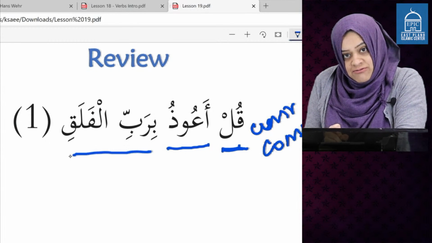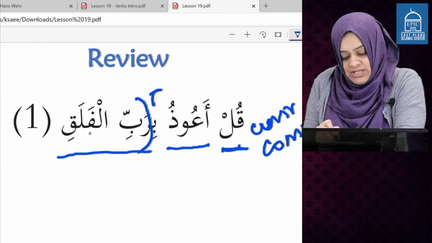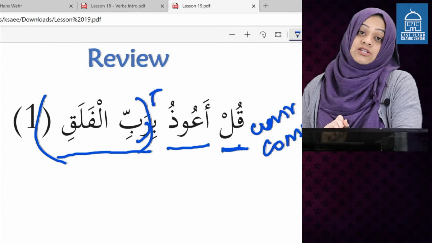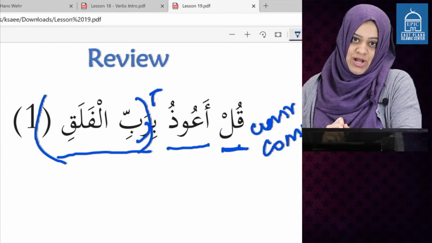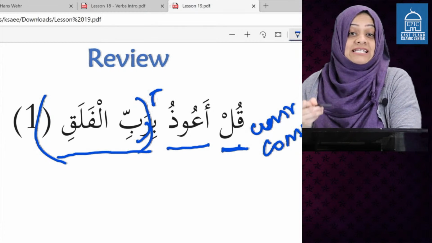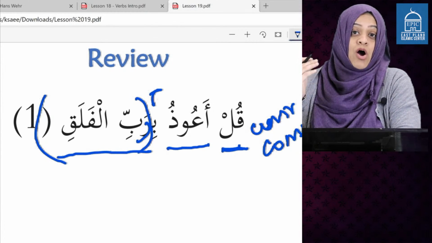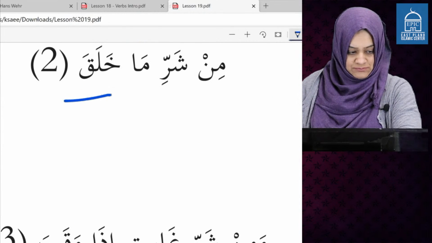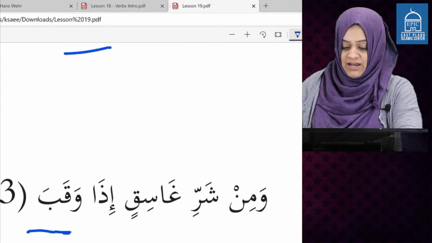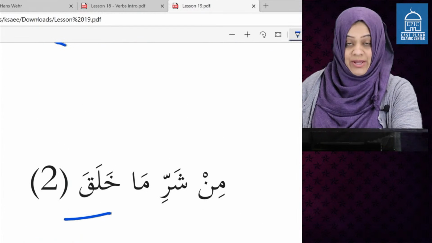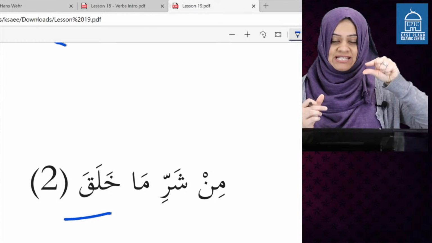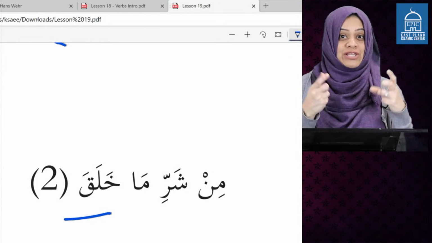Bi rabbil falaq. Bi is jar, so this by default becomes majroor, and then we see rabbil falaqi, this becomes your idafa construction. So say, I seek refuge with the Rabb of the skies, falaq. Next we have falaq. Basically, falaqa means to rip open, or to split something. That's basically what falaq means. So it's as if the sun rays rip through the darkness of the sky. So that's why it's called falaq.